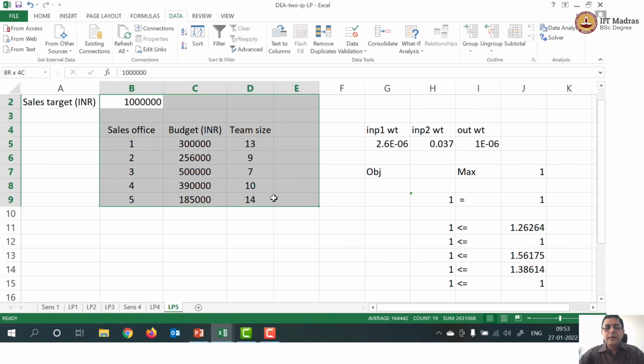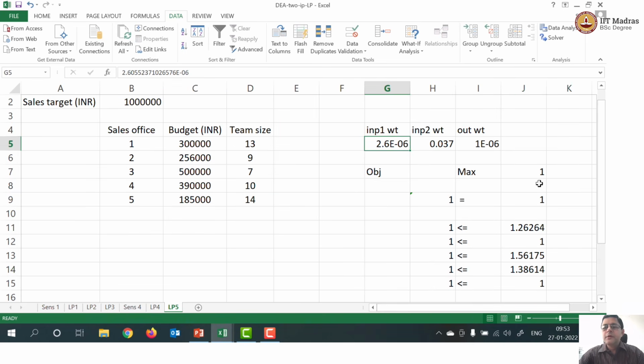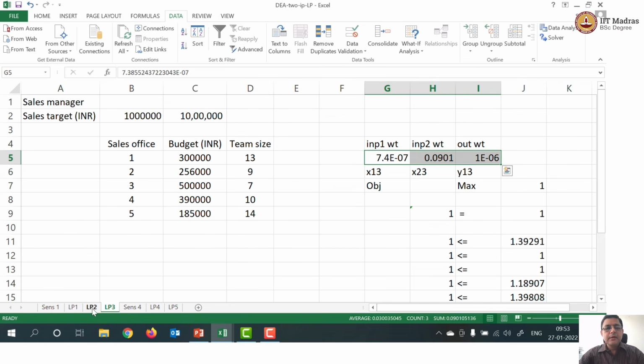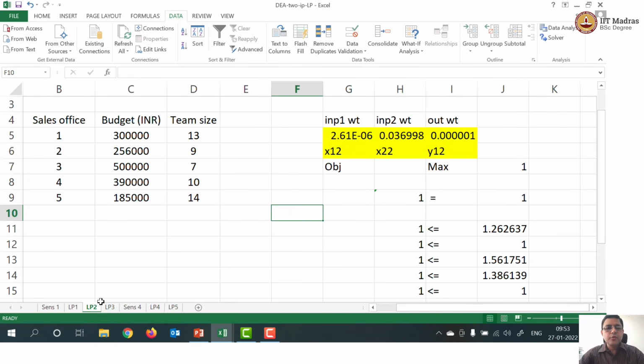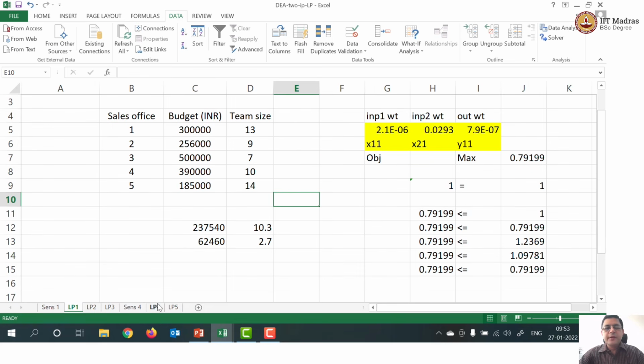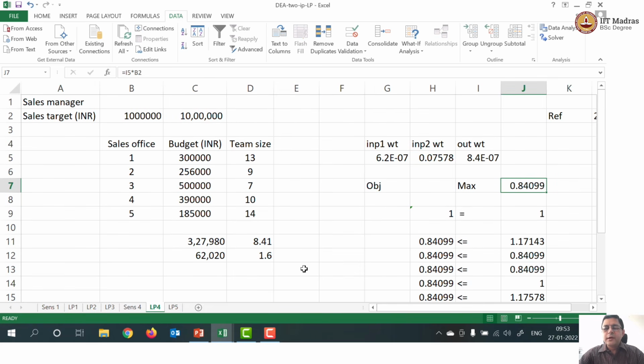The data is still the same. You know how to solve this problem now. Sales office 5 solves its own problem and reports an efficiency of 1. Therefore, sales office 5 is also efficient. So what was our efficiency frontier? Sales office 5 was on the frontier, sales office 3 was on the frontier, sales office 2 was on the frontier. So 2, 3 and 5 were the sales offices on the frontier. 1 and 4 reported values less than 1, so 1 and 4 turned out to be inefficient.